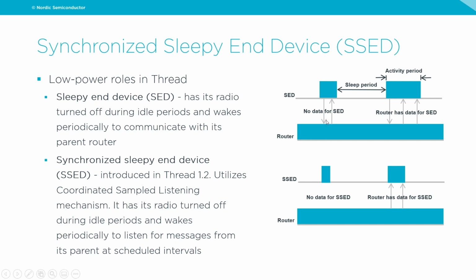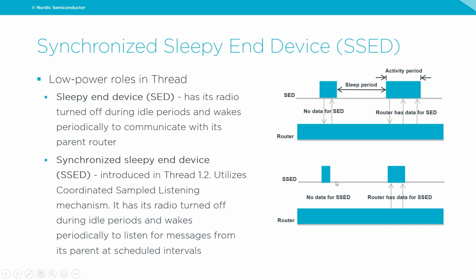As we can see in the diagram here, the Sleepy End Device has its radio turned off during the idle period, and it wakes up periodically to communicate with its parent router. Why does it communicate with its parent router? To check if there are any messages queued for this device. And even if there is no such data for the Sleepy End Device, this communication has to happen.